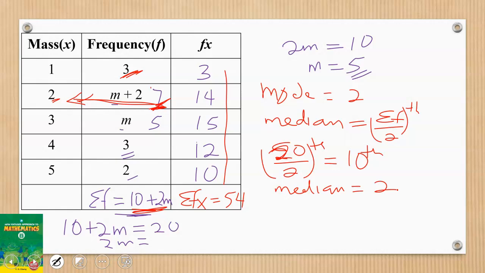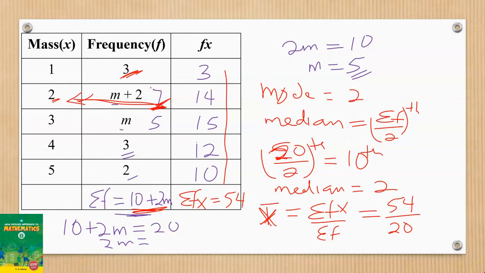So let's see what mean is going to give us, whether it will be closer to 2 or far away from 2. Now for the mean, we know that mean is the sum of fx over the sum of f. Now our sum of fx gave us 54 and our sum of f gave us 20. So we just divide, and 54 divided by 20 will give us 2.7. And you can see that also is not far from 2 for the mode and that of the median.